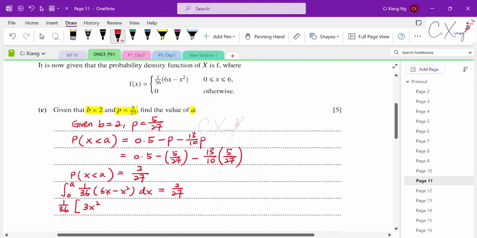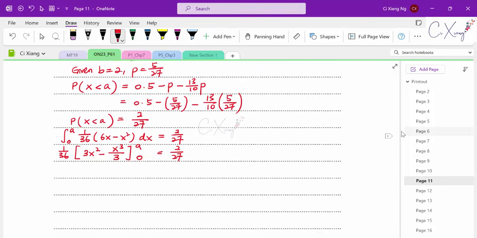All these are basic integration. Integrate x power 2, you have x power 3 divided by 3. Then substitute in the value for A and also 0, which equals 2 over 27. Then how can we get the value of A? Slowly substitute the value of A inside the limit here. So you have 3A squared minus 1 over 3A cubed, then minus the whole thing at 0, equals 2 over 27.